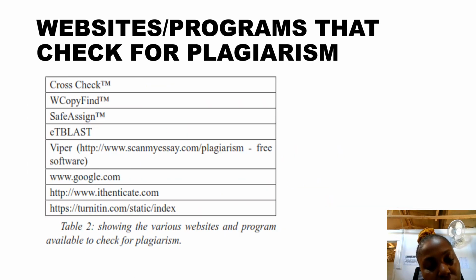And then we also have websites or programs that check for plagiarism. So here we have CrossCheck, CopyFind, SafeAssign, TB Blast, Viper, google.com, Authenticate, Turnitin. These websites help you, like when you finish writing your paper, you can upload your paper on these websites and then they will scan for you to check plagiarism percentage. Most of the journals or most of the scholarly platforms usually like articles which contain a plagiarism percentage of 20% or 15% and below.